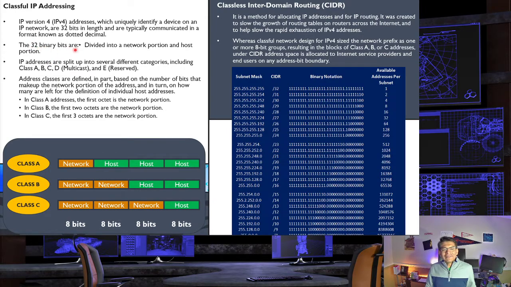The 32 binary bits are divided into a network portion and a host portion. We talked about that as well. The IP addresses are split up into several different categories, and this is where we need to introduce the concept of class A, class B, class C, class D, and class E. So for class D and class E, we are not going to spend too much time because class D is reserved or associated with multicasting, and class E is associated with the reserved IP addresses that are set by the configuration standard for IP version 4. So the only ones that we need to worry about for now is class A, B, and C. And what are class A, B, and C?